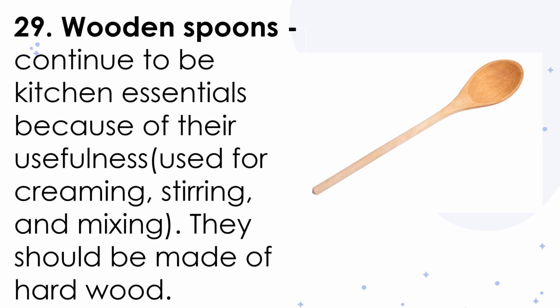The last kitchen utensil that I'm going to discuss is the wooden spoons. Wooden spoons continue to be kitchen essentials because of their usefulness. They are used for creaming, stirring, and mixing. They should be made of hardwood.